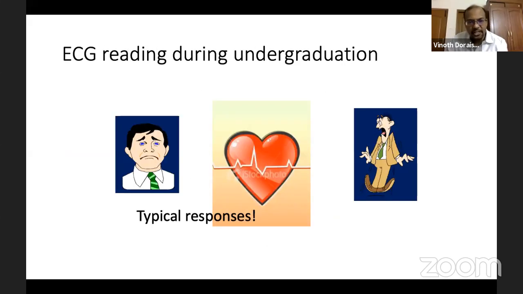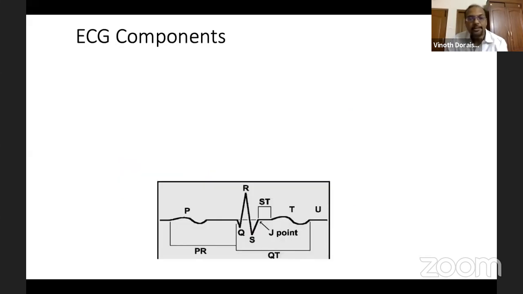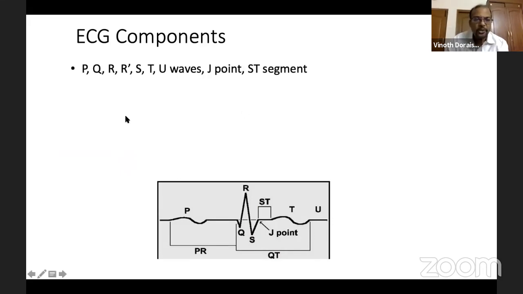So ECG reading during undergraduation, these were the typical responses that we got, or that we also felt when we were doing undergraduation. So it's very important that we learn the basic concepts and we practice it every day. Then only we can excel. So now coming to the ECG components. So we know the ECG components have P, Q, R, R dash, ST, U waves, J point, ST segment.